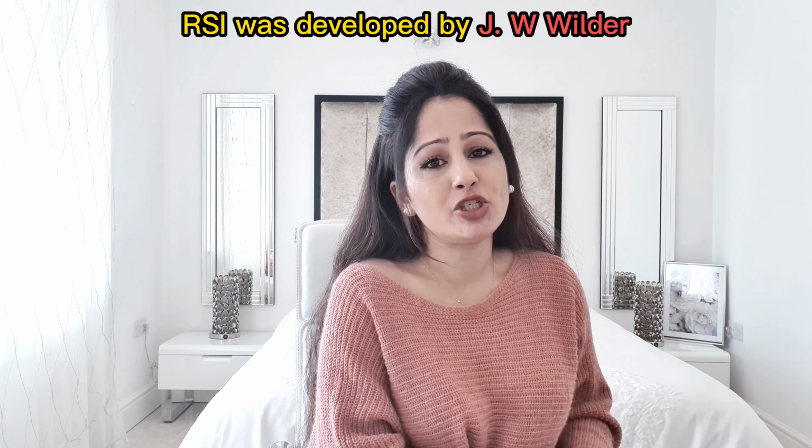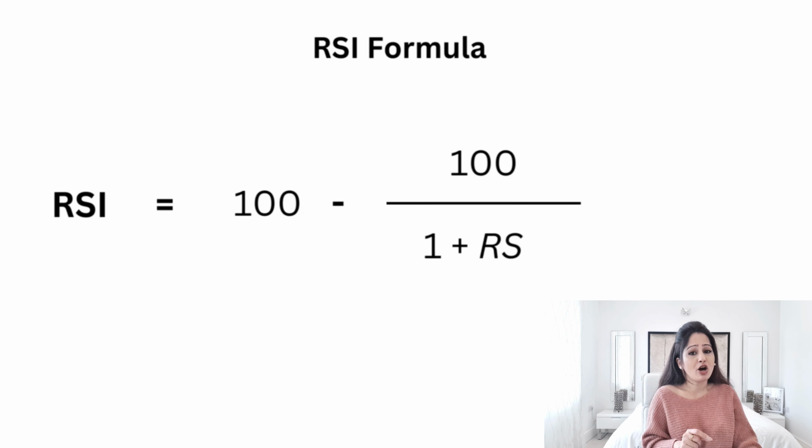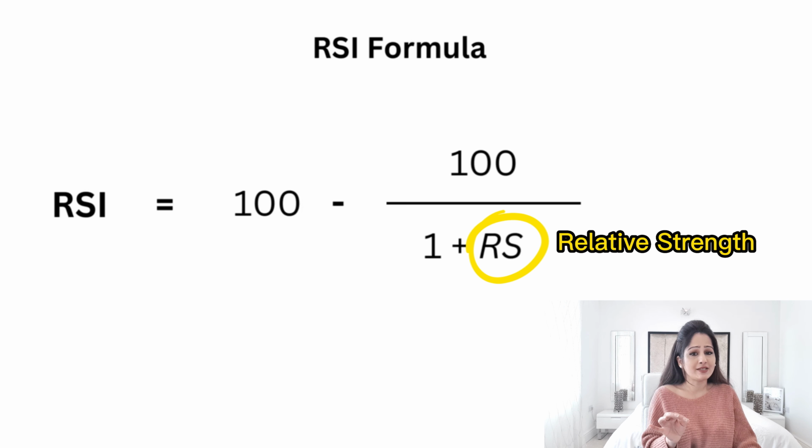It was developed by J.W. Wilder and has been around since the late 70s. Before we see how to apply this in real trading, let's quickly look at how it's actually calculated so you get a complete picture. Sorry if you're not a math enthusiast, I'll keep it brief. The formula for RSI is 100 minus 100 over 1 plus RS. The key here is the RS or the relative strength.